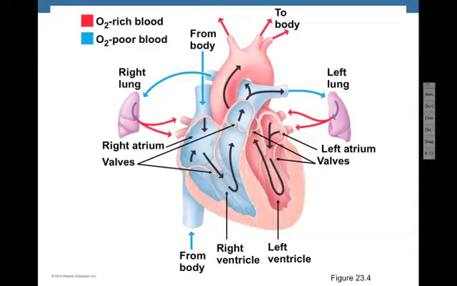Now I want to point out there are two valves on each side of the heart. There's one between the right atrium and the right ventricle. Then there's one in the pulmonary artery that is leaving the right ventricle, and that's the semilunar pulmonary valve. And the valve between the atrium and the ventricle is the right atrioventricular valve. It's also got a couple other names, but for now that will do.